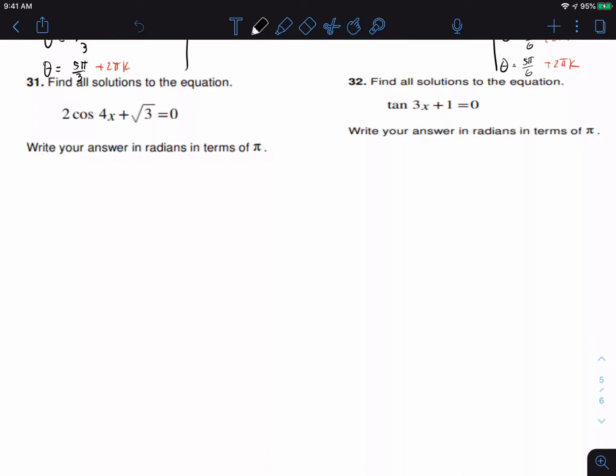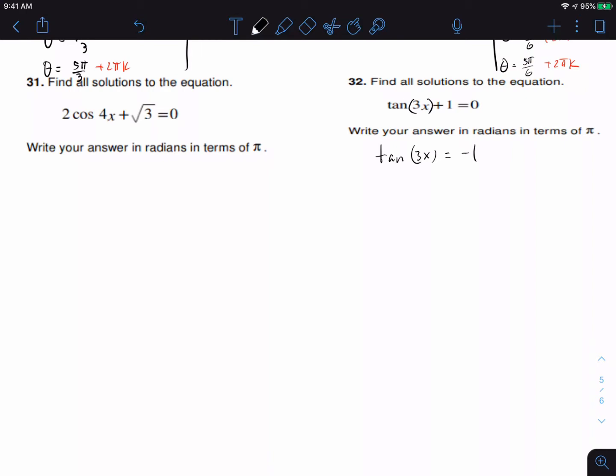I'm going to start off with number 32, and then I'll do 31 for you, okay? And since we're going to be writing them in radians, let's see how this goes. So the first thing that we need to do is this should be in parentheses, right? So we know that it's tangent of 3x, as the angle, plus 1 is equal to 0. So then I'm going to go tangent of 3x is equal to negative 1. And then I'm going to do a little substitution, okay?